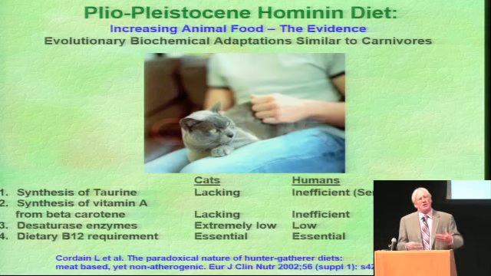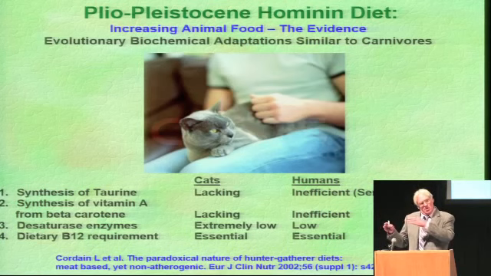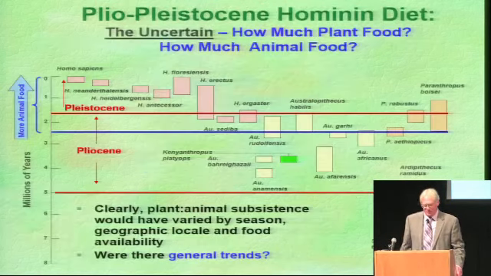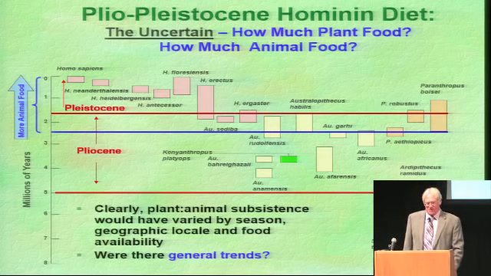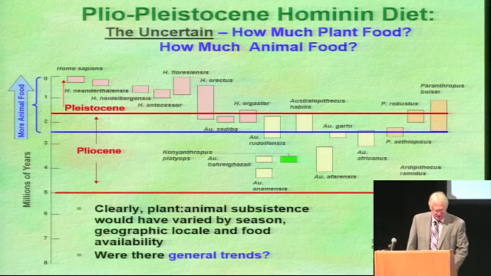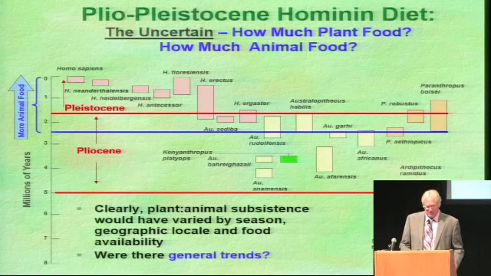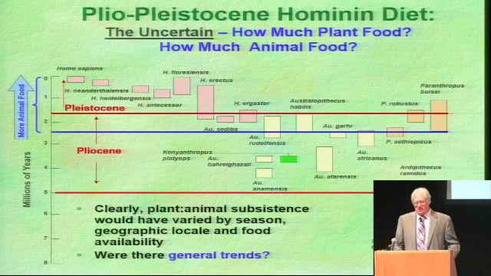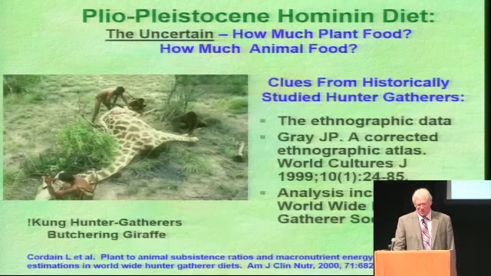So what can we say? We're not obligate carnivores, but we've moved down that metabolic pathway towards eating more and more animal foods. So the question comes up then is how much plant food and how much animal food were actually consumed in these ancient diets. And so there really is no answer. It's kind of like, well, is there a single paleo diet? No, there's a variety of plant-animal food subsistence ratios.